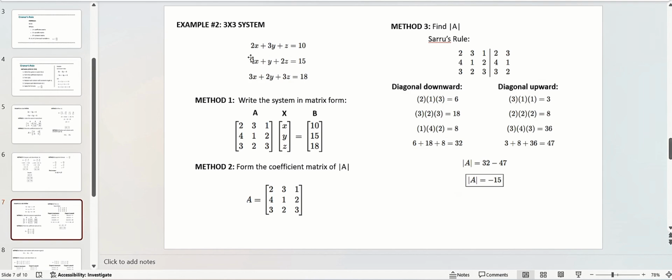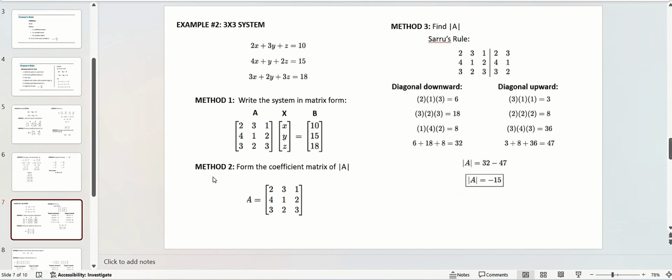So atong i-copy ang first column, value sa first column, which is 2, 4, and 3. And then second column is 3, 1, and 2. And the third column is 1, 2, and 3. So ang iyahang variables niya is x, y, and z. And then ang constant value niya is 10, 15, and 18.